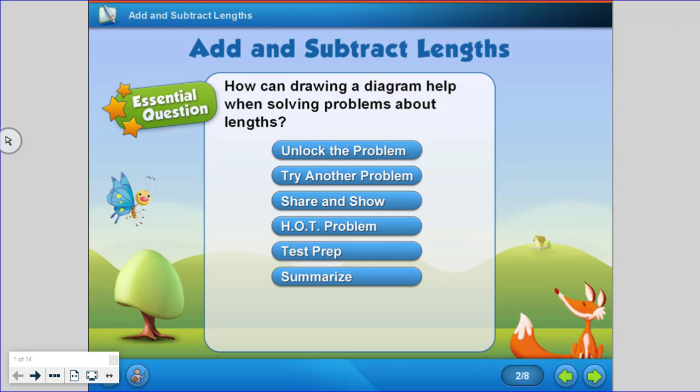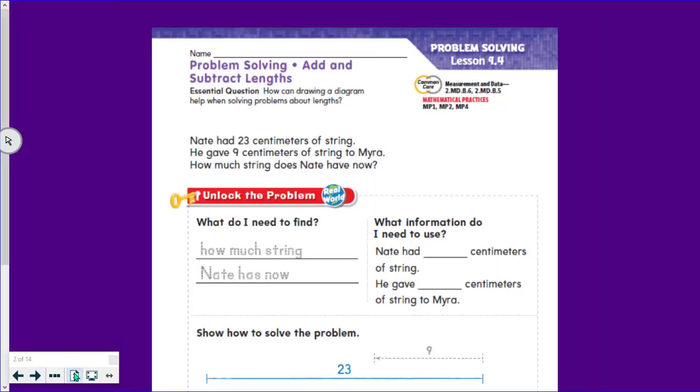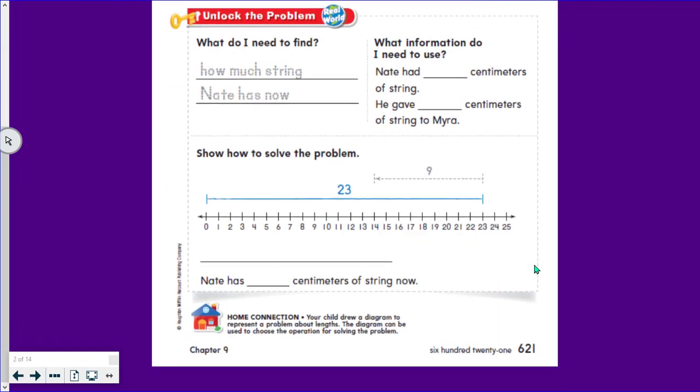All right, today we're going to be working through lesson 9.4, and it's called Add and Subtract Lengths. So our essential question is, how can drawing a diagram help when solving problems about length? So that's what we should be able to do, is use a diagram to help us solve problems about length. So we're going to start on this page.